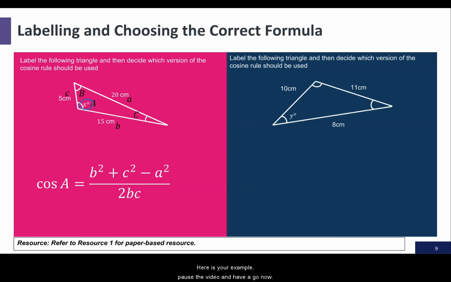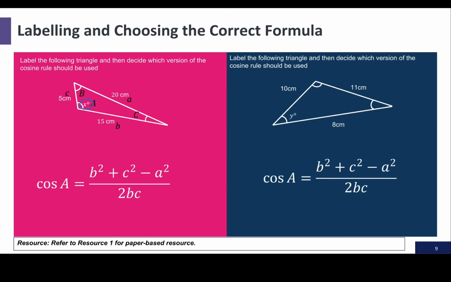Here is your example. Pause the video and have a go now. Here is my solution. We would have the y angle being capital A, which means the 11 centimetre side is lowercase a. It doesn't matter which way around you get b and c. So I've called the 8 centimetre side lowercase b. The opposite angle then is capital B. The 10 centimetre side is lowercase c, and the opposite angle then is capital C. And if I was going to solve this question, I would be using this formula here.